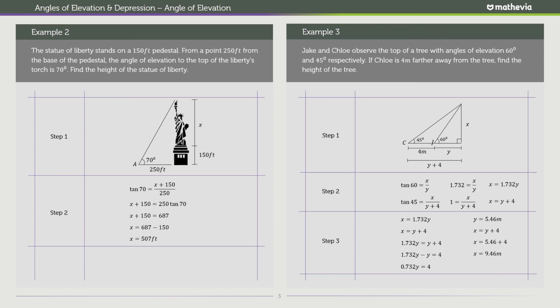You have cases like this where you have the Statue of Liberty with a pedestal, and you have 150 meters plus x, so things like that. So there are different ways the questions can come at you, but basically it's still the same principle. Just interpret, form your right angle triangle, and solve using your trigonometric ratios.